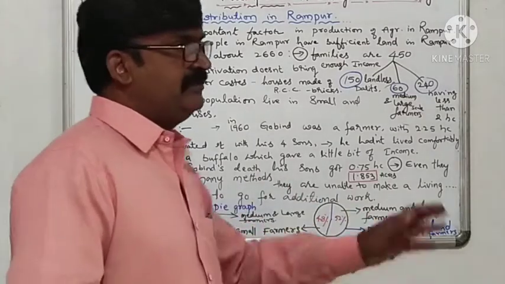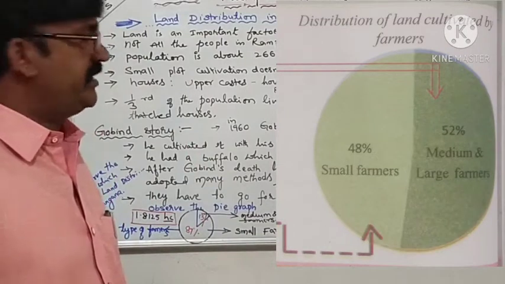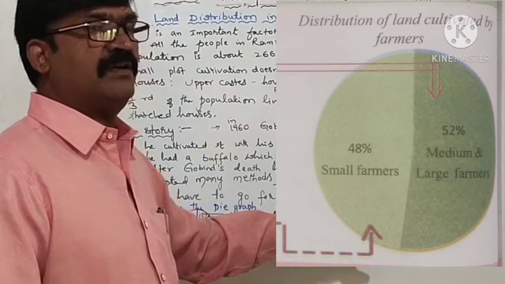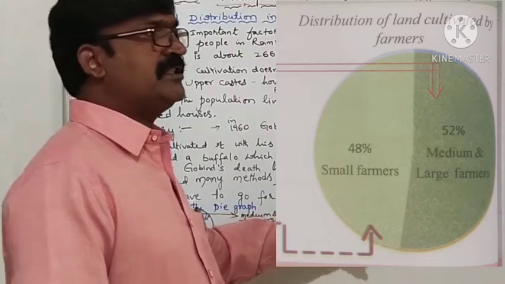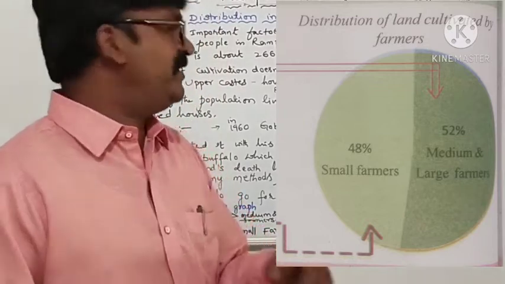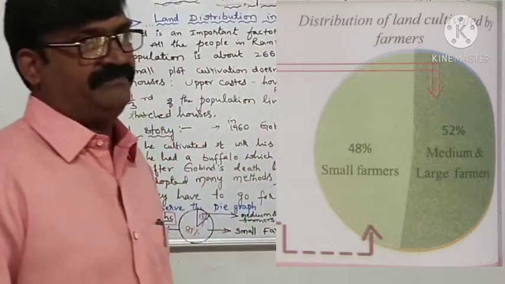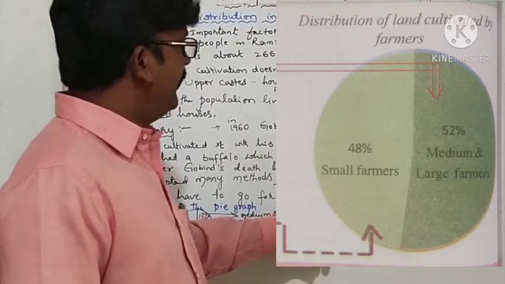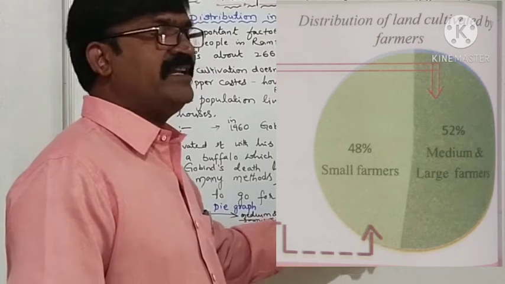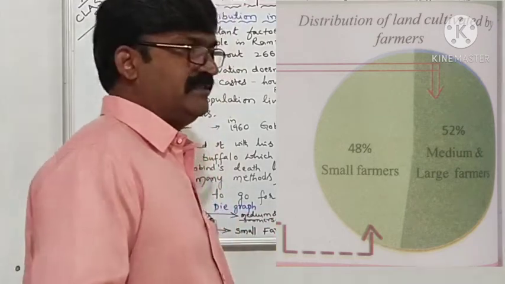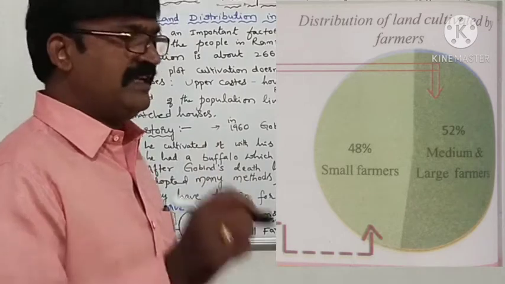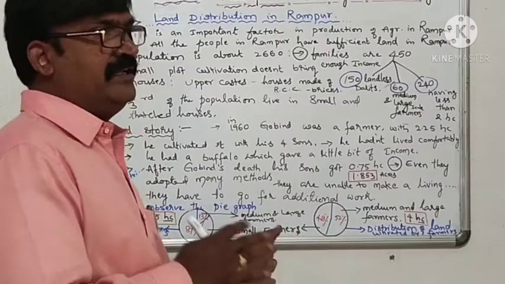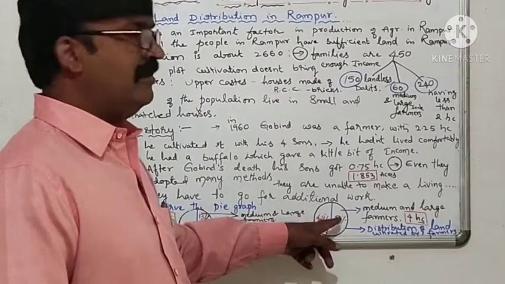If you go for land distribution among these farmers, we get 52% of the land under the management of medium and large farmers. Suppose 100 acres of cultivable land is there. 52 acres of land is under the management of medium and large scale farmers. And 48% of the land is under small farmers. This is the difference between small farmers and large and medium scale farmers.